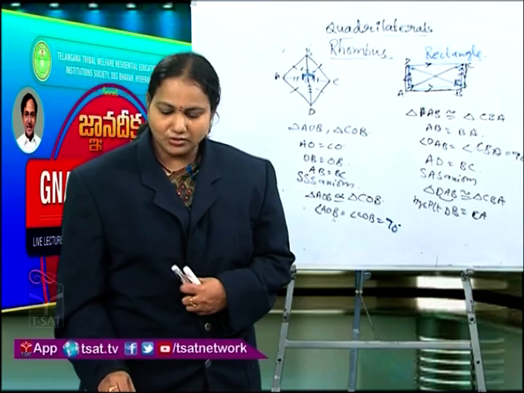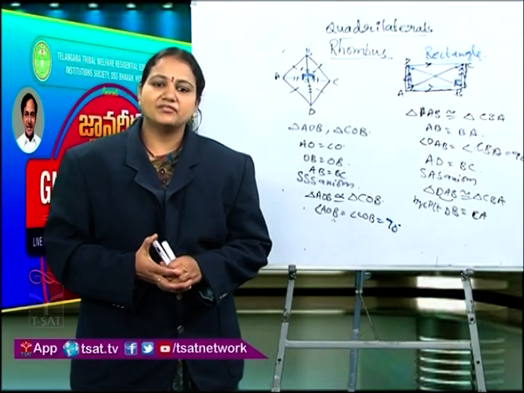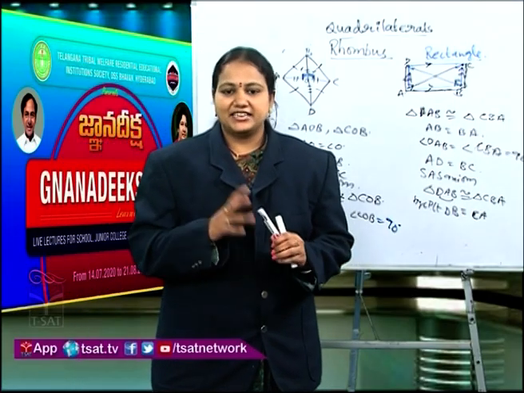Next, one more we have, that is the cyclic quadrilateral. It's a very simple concept. A quadrilateral whose four vertices all lie on a circle is called a cyclic quadrilateral. Here ABCD is a cyclic quadrilateral; if you add the two opposite angles, angle ADC and angle ABC, you will get 180 degrees. That means in a cyclic quadrilateral, the sum of the opposite angles is 180 degrees.